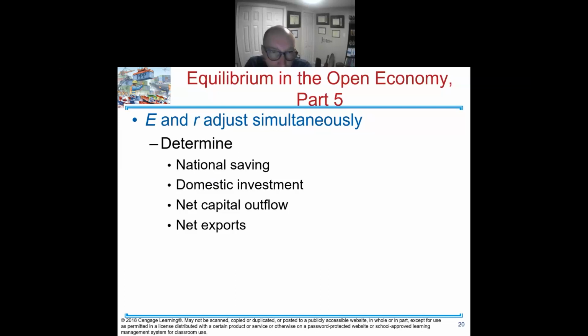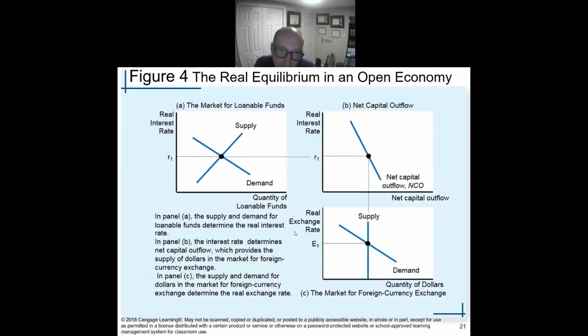With equilibrium and the real exchange rate adjusting simultaneously, it also helps us to determine in the future national savings, domestic investment, net capital outflow, and net exports. It's kind of like a benchmark, if you will, or a key indicator. And this, of course, represents graphically the supply and demand for currency based off the real exchange rate for loanable funds and for the net capital outflow.